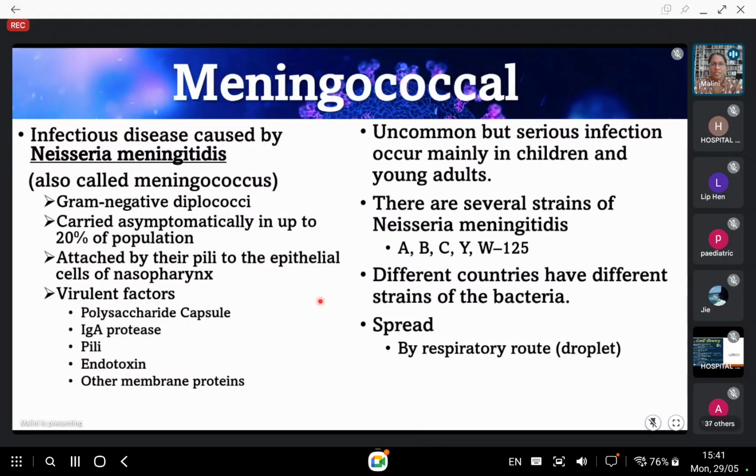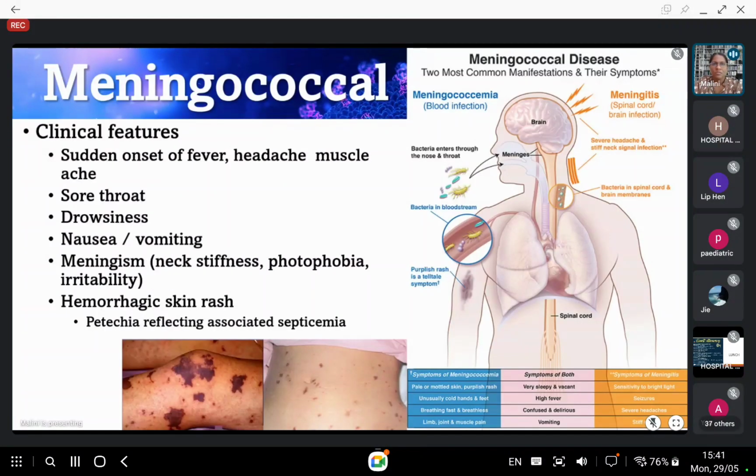It has many strains, A, B, C, Y, and W135, and different countries have different strains, and it's spread by respiratory droplets.